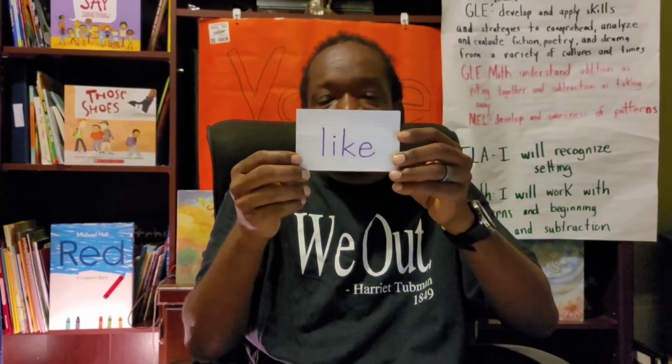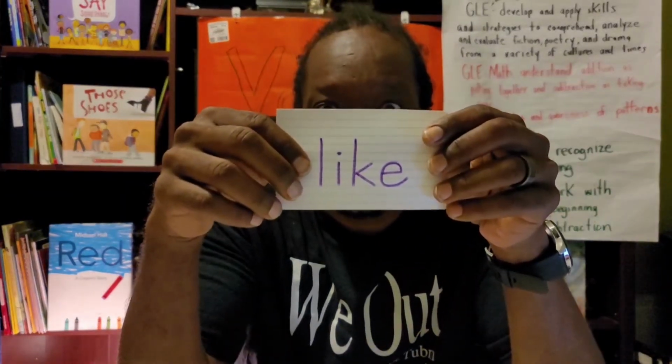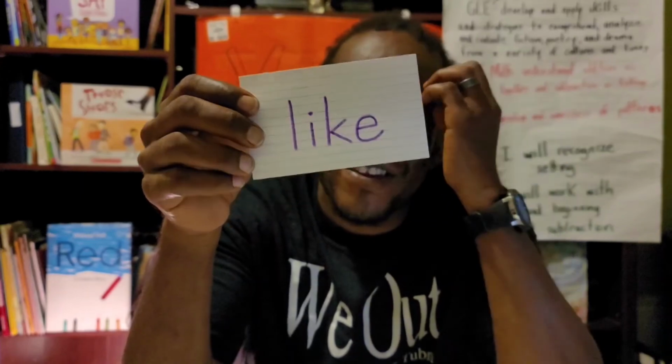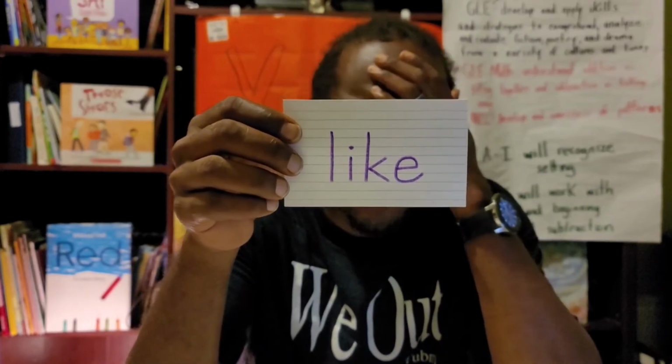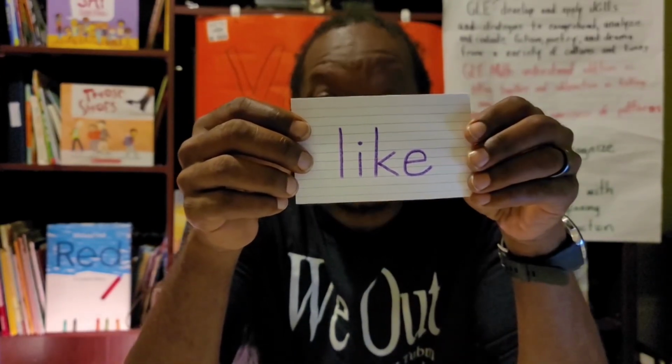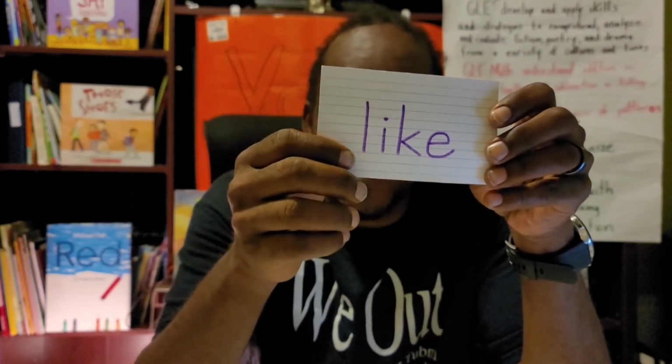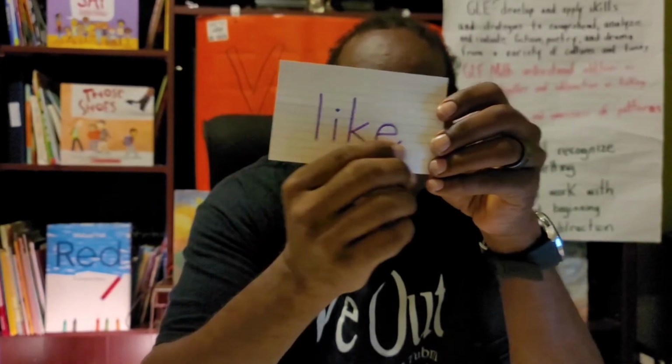And whose name is this? Nobody's name. That's right. That's another sight word. Does anybody know what this sight word is? Like. Let's spell like. L-I-K-E. Like. Would you like to build a word with me?